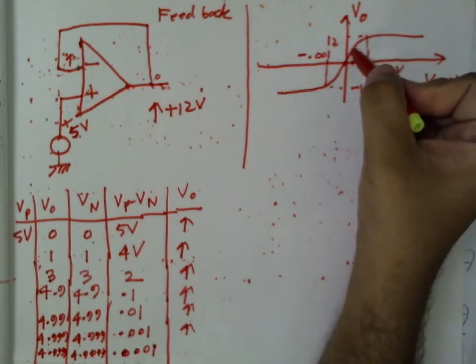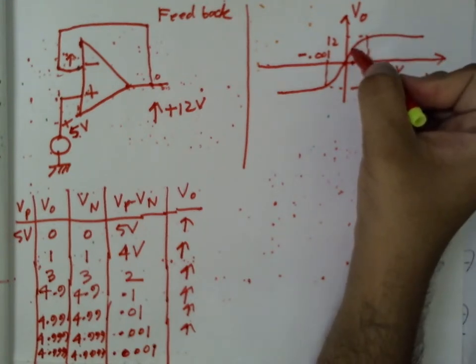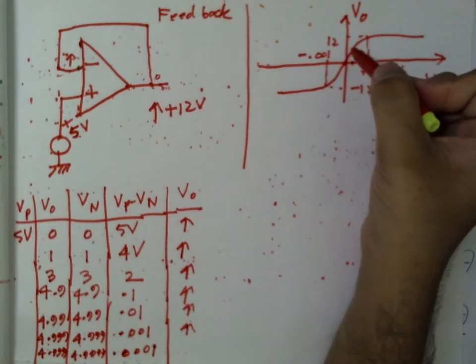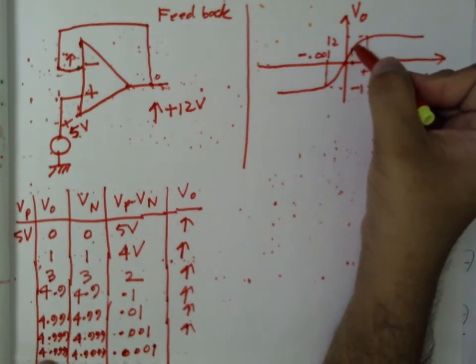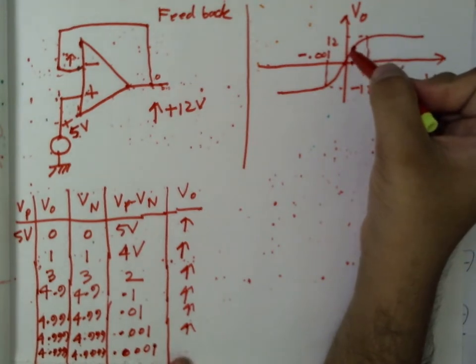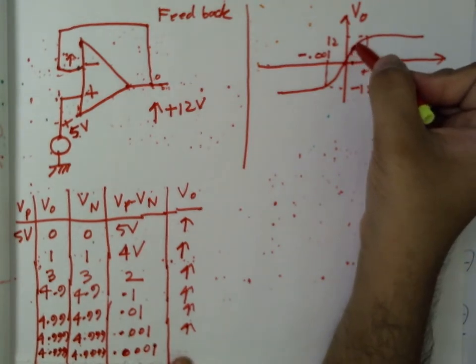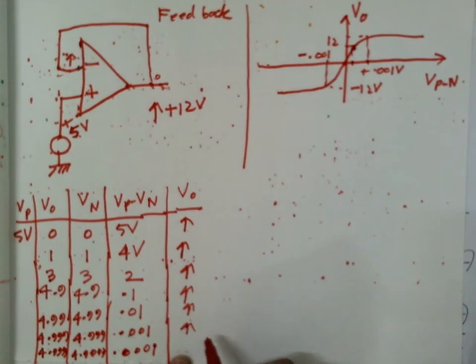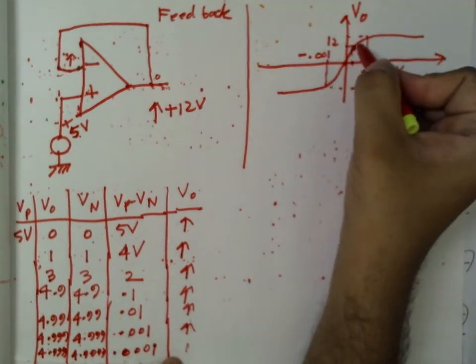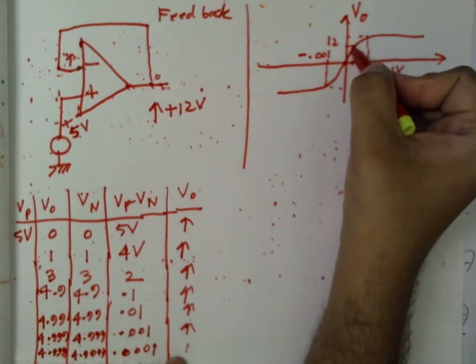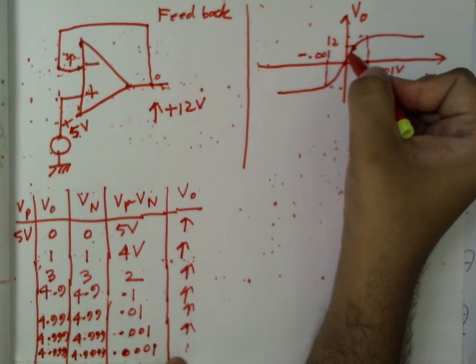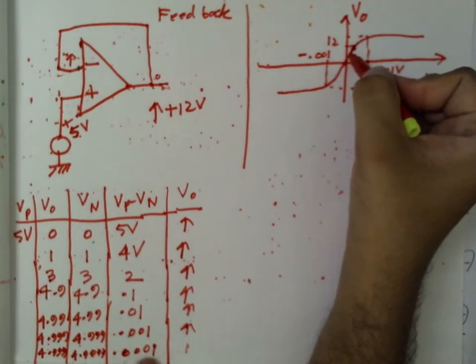It's possible that this value is higher than 4.99 volt. So this value is 7 volt. In that case, I have to increase VO further. If this is observed to be 7 volt, then I have to increase it further. And if it is observed to be lower, something like 3 volt, okay, then I have to reduce this.